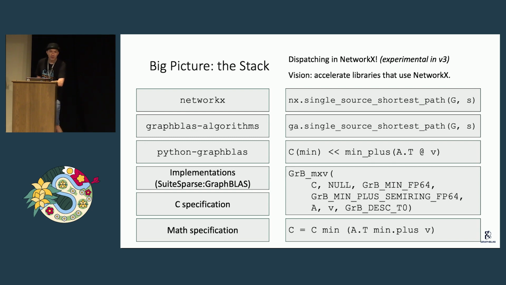In NetworkX 3.0 and 3.1, we've added dispatching. So you can pass a GraphBLAS matrix directly to NetworkX, and it'll run our algorithm. And we test using the NetworkX tests, so it's trustworthy in that sense. And so our vision, we still have a lot to do to make this nice and usable for everybody to take advantage of, but our vision is to accelerate libraries that use NetworkX.